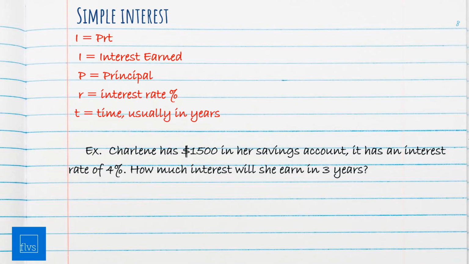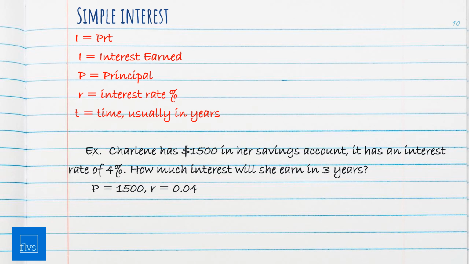So here's an example of simple interest. Charlene has $1,500 in her savings account. It has an interest rate of 4%. How much interest will she earn in 3 years? So here the principal, how much we start off with, is 1,500. The R, the percentage rate, is 4%.